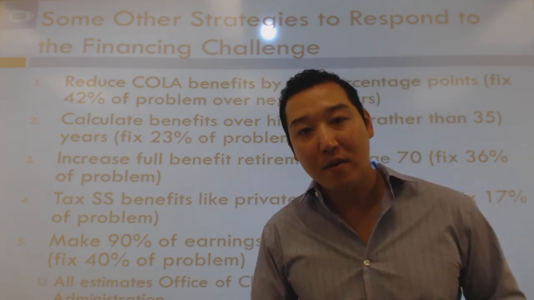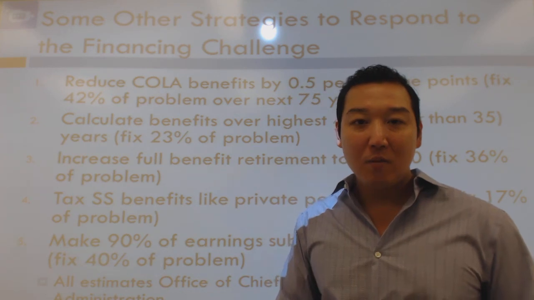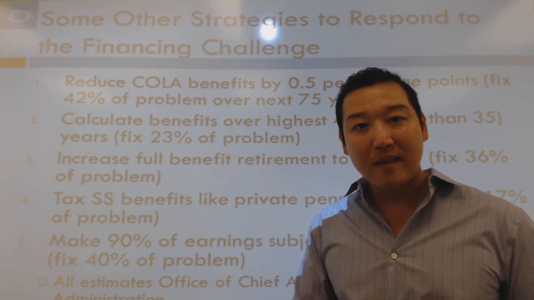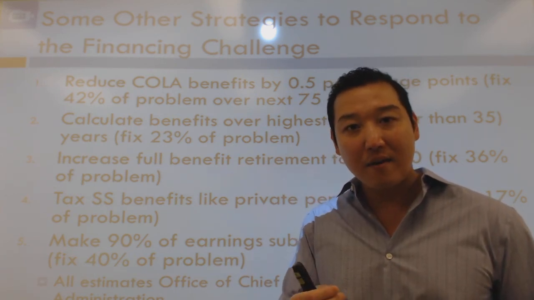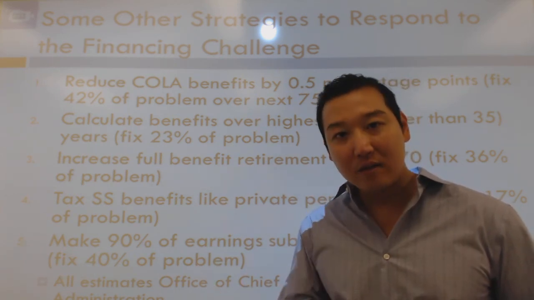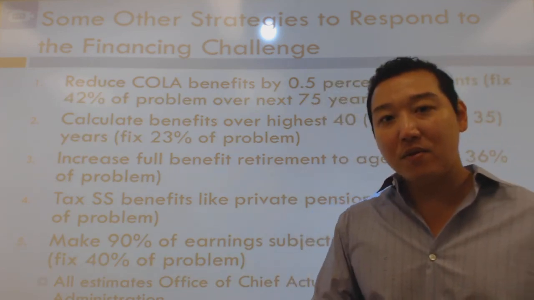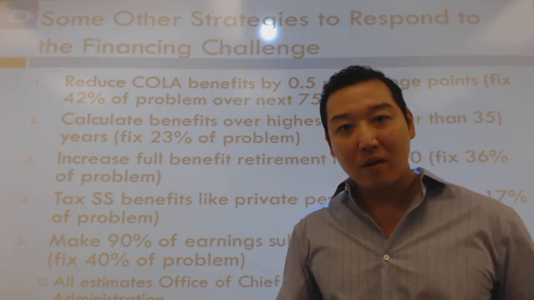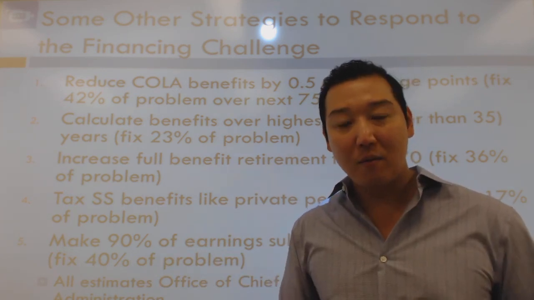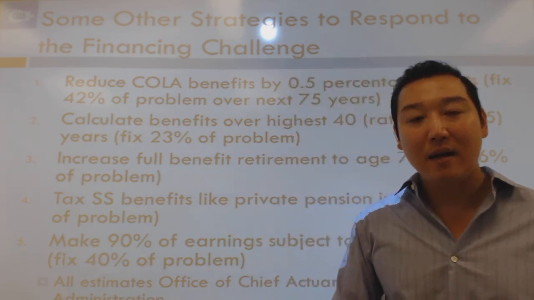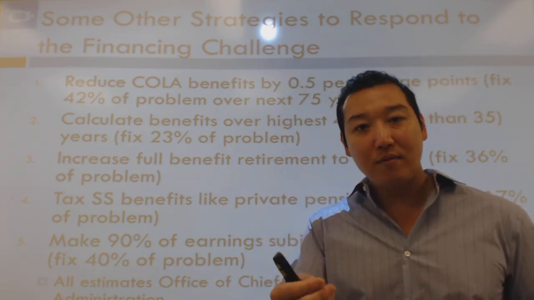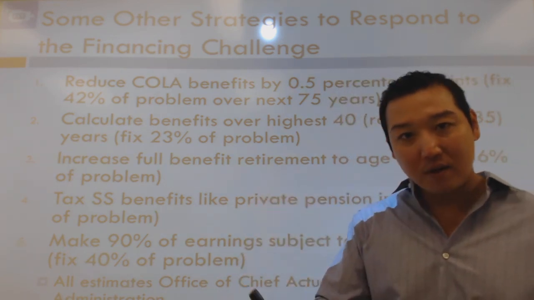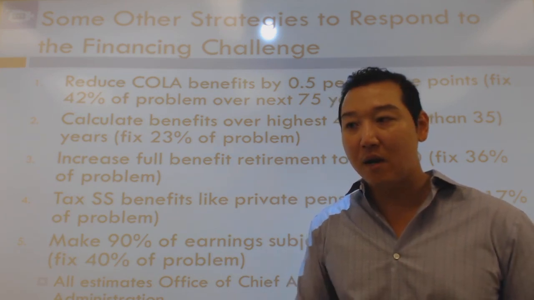Another strategy that's put forth is in terms of the retirement age. We noted that the full retirement age, the age at which you can claim full retirement benefits, is age 66. And that amount increases by 2 months every year, until we reach 67. And so what the experts are saying is that we should increase the retirement age. People are living longer. People are working longer. People are healthier than they ever were in our history. And so why not increase the full retirement age, the age at which you can claim full retirement benefits instead of reduced benefits, to age 70. And that would fix approximately 36% of the problem.